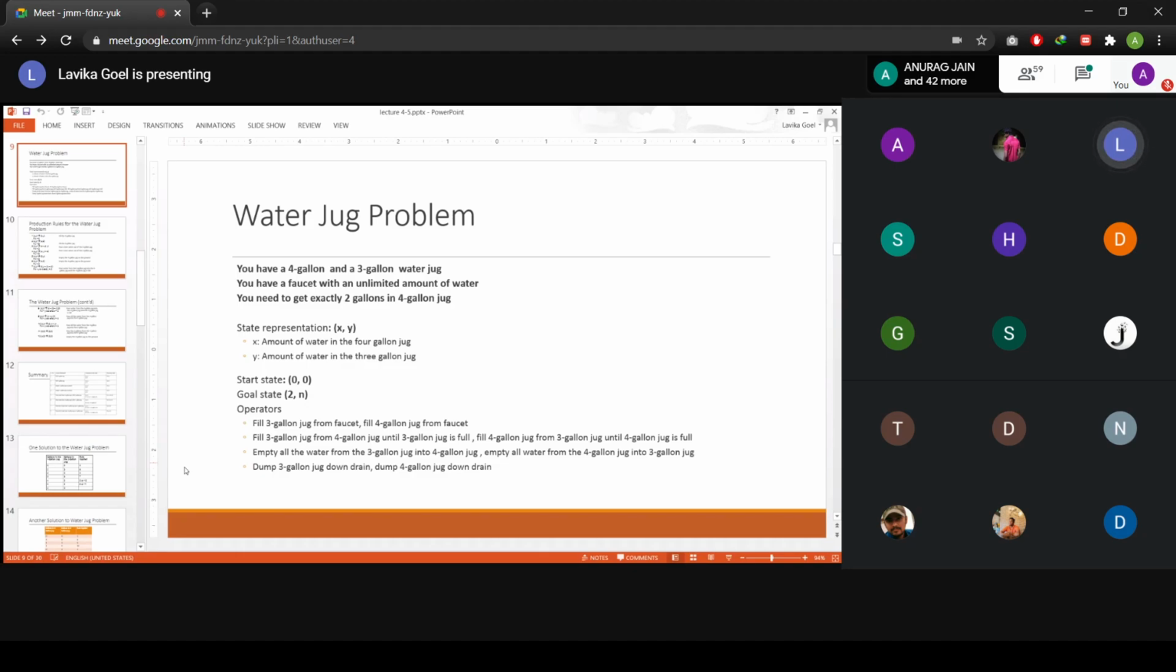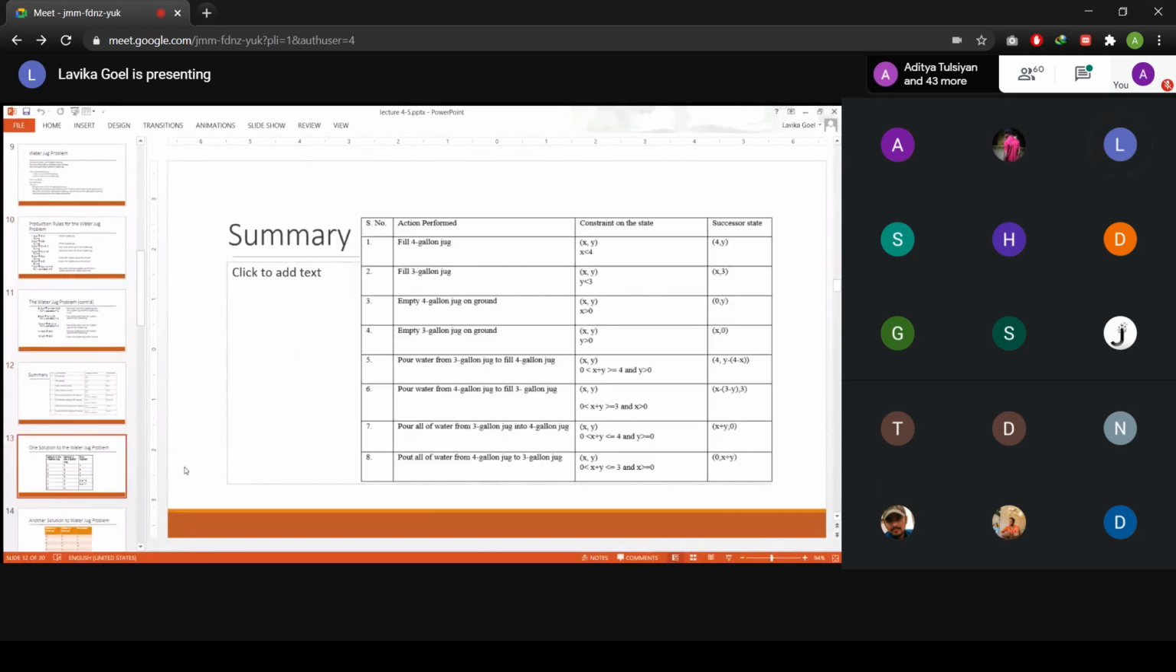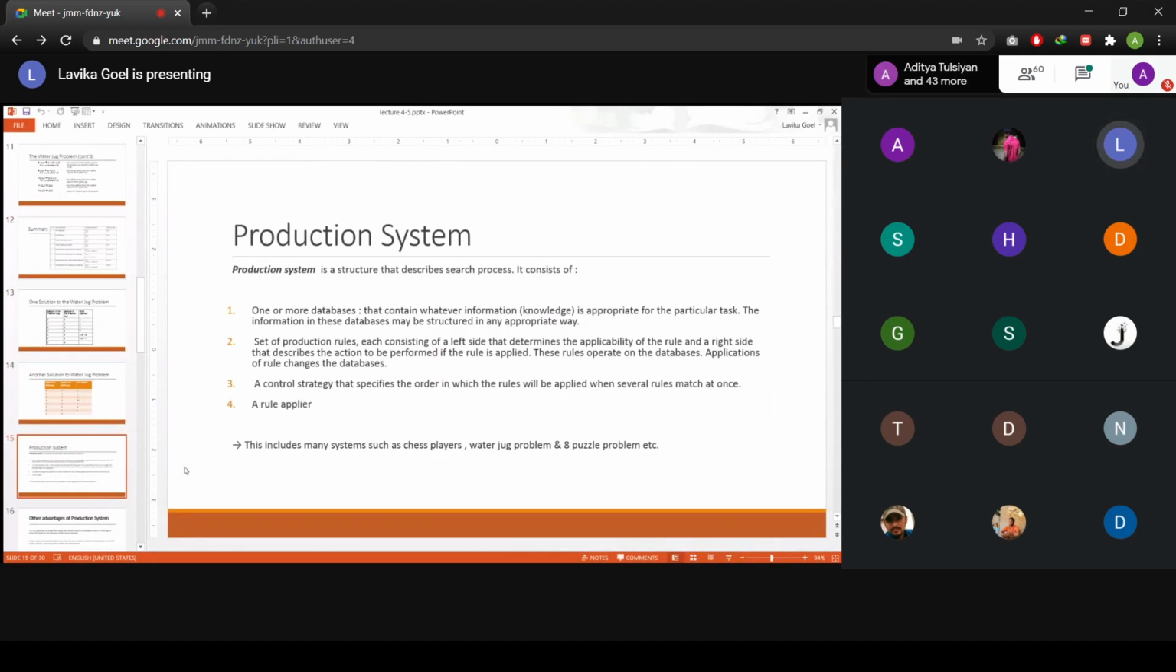You should have the domain knowledge that there is no measuring cylinder available. So that is your domain knowledge. The other thing is a set of production rules. So you should have a set of production rules.